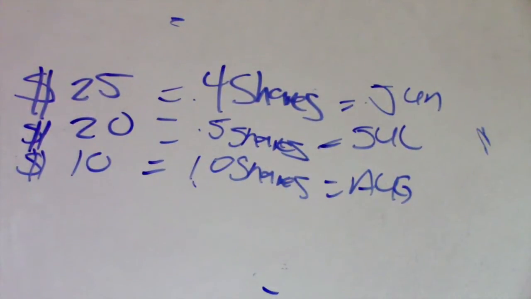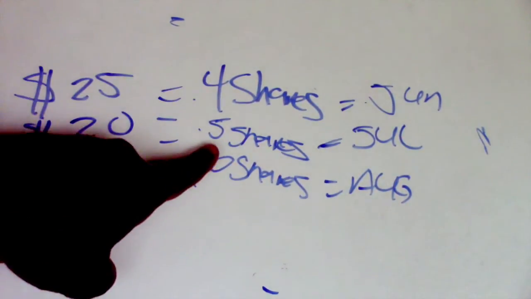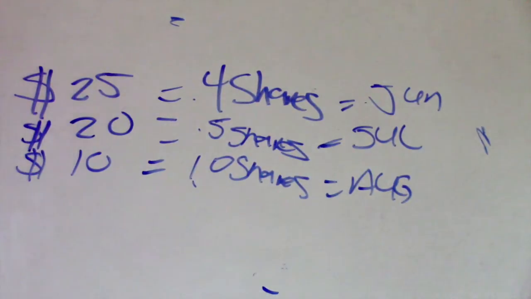That's how you got the shares. In June, you got 4 shares. July, you got 5 shares. August, you got 10 shares. So let's say if you bought no more shares, how many shares do you now have?